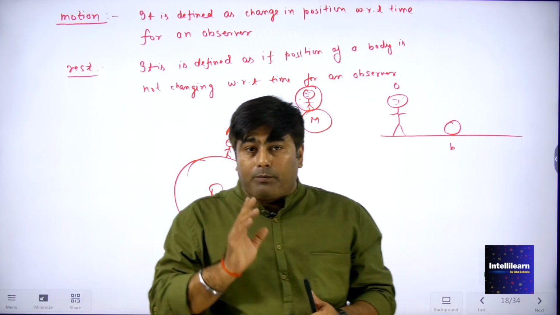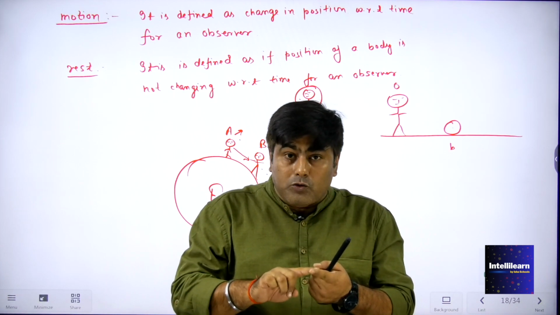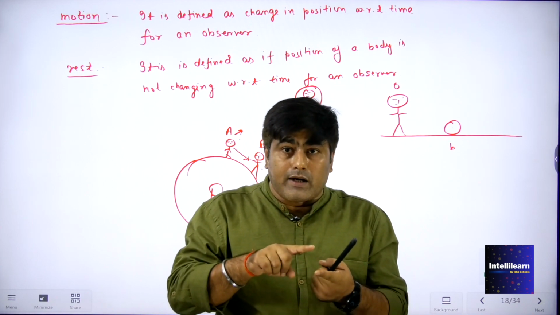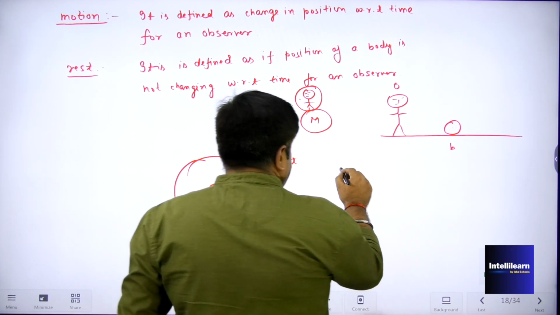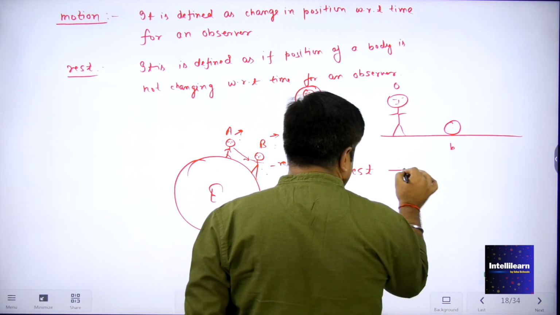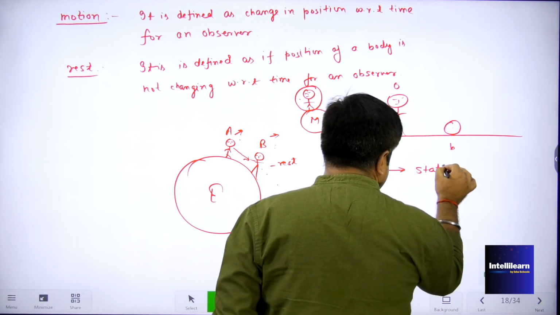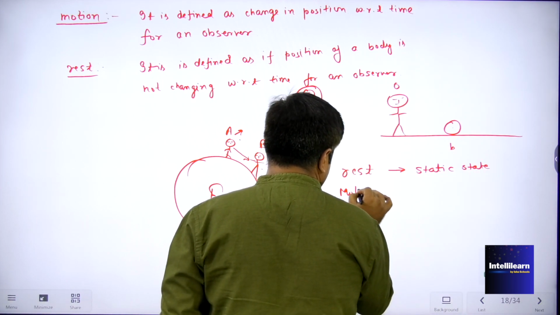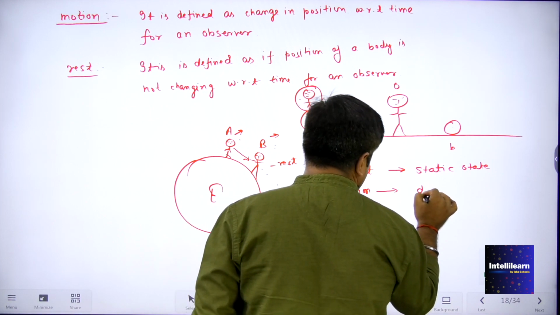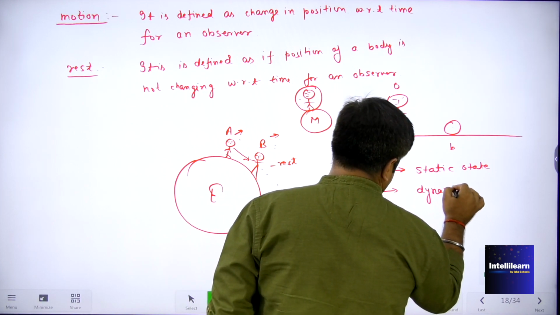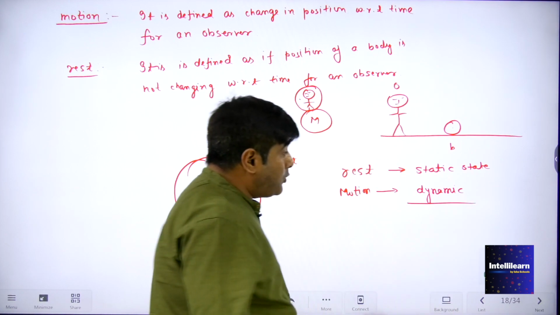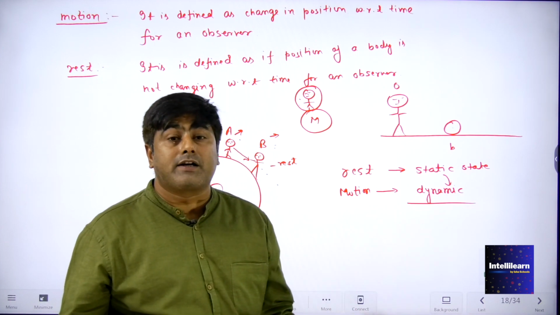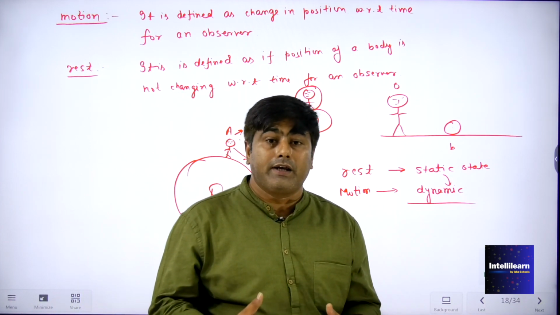So here is a very important point. If we want to change the state of a body, there are two states: one is motion and the other is rest. Rest is also known as the static state, and motion is also known as the dynamic state. So if you want to change the state of a body from static to dynamic, you need an external force.